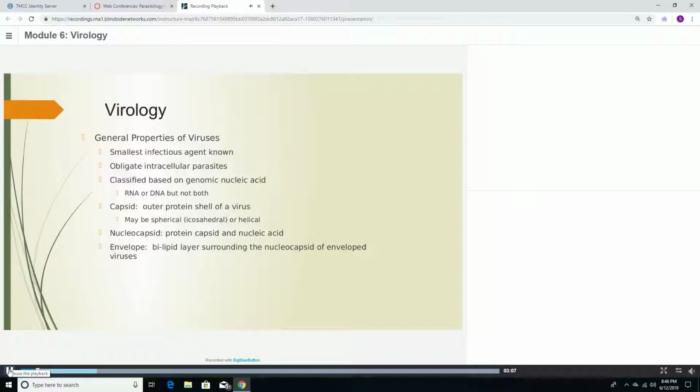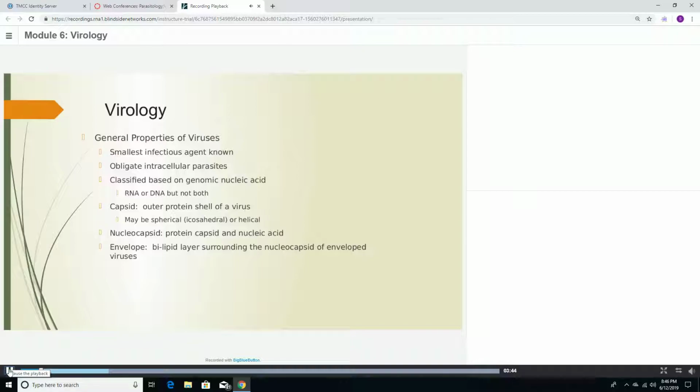The outer shell of a virus that surrounds and protects the viral genetic material is called a capsid. The capsid can be spherical, icosahedral, or helical in shape. The protein capsid and the viral nucleic acid together comprise what is known as a nucleocapsid. A virus particle is also known as a virion. It can consist of the viral genome and its capsid only, or it may have an additional component.